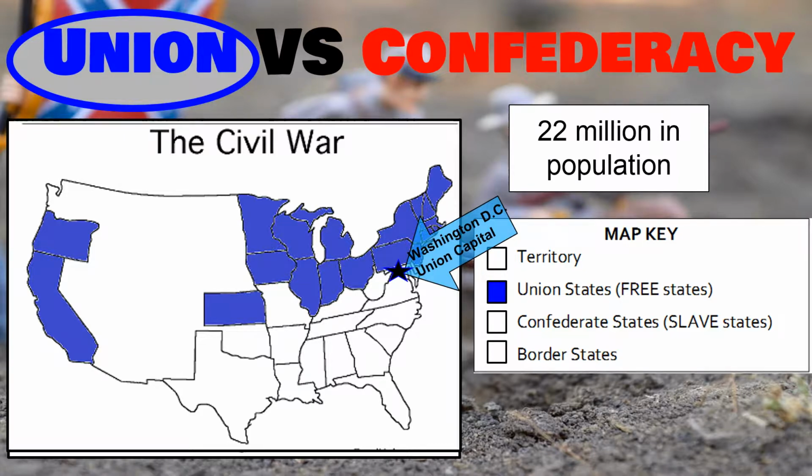So shade in your Union states. Make sure you indicate that on your map key. Label your capital, and then move on when you're ready.